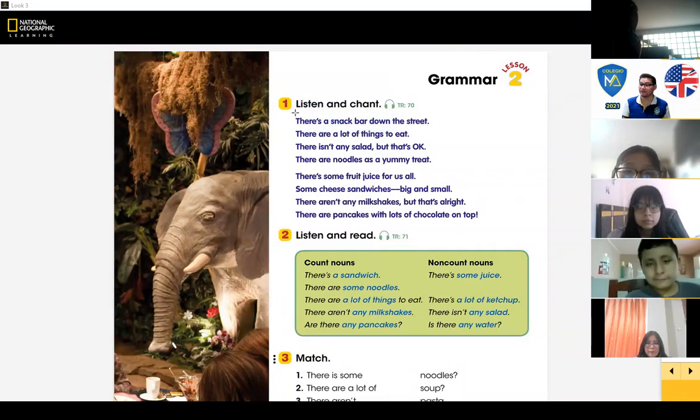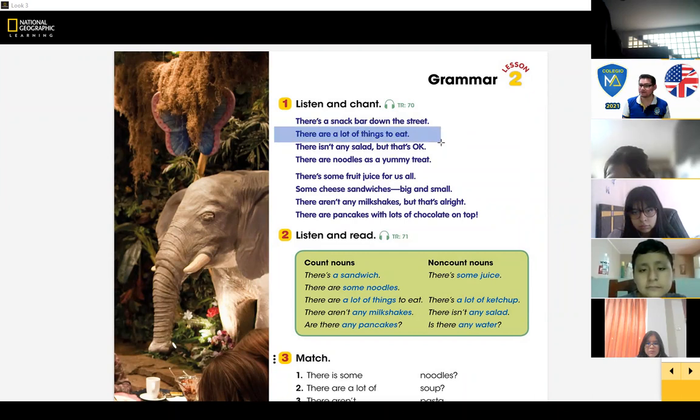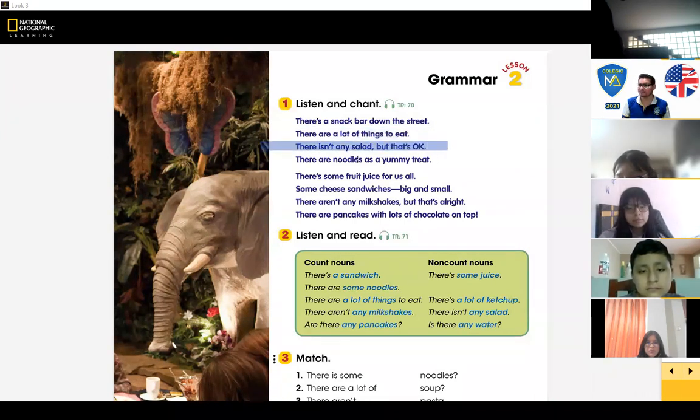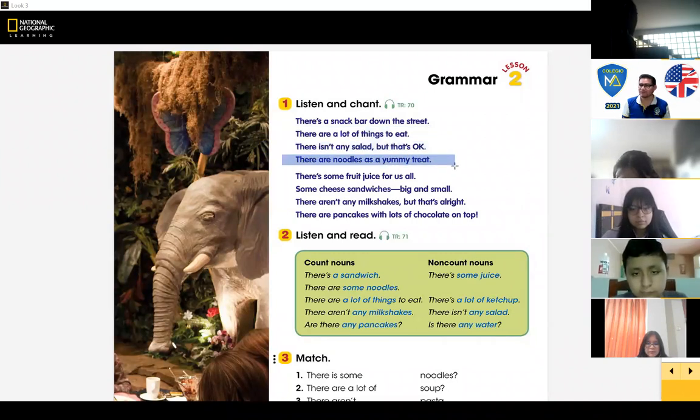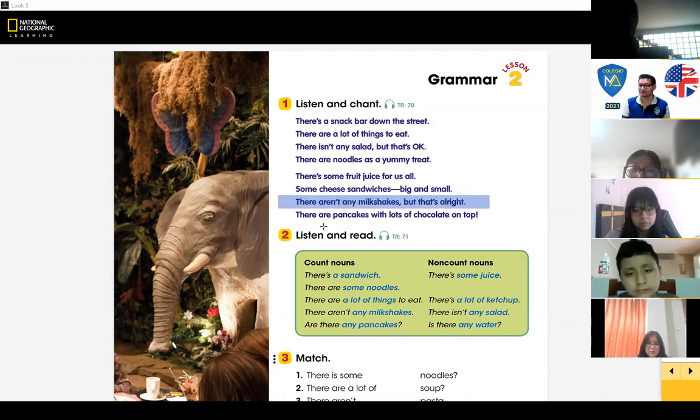We have here the lyrics of a song. There's a snack bar down the street. There are a lot of things to eat. There isn't any salad, but that's okay. There are noodles as a yummy treat. There is some fruit juice for us all. Some cheese sandwiches, big and small. There aren't any milkshakes, but that's all right. There are pancakes with lots of chocolate on top.